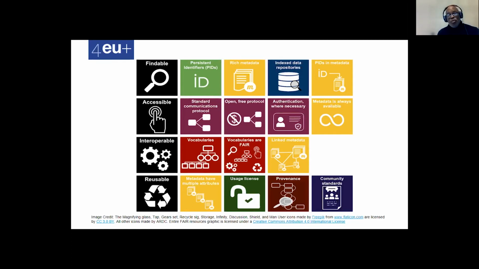And the reusability, the metadata here uses multiple attributes. Also usage licensing, Creative Commons license, provenance, meaning you know exactly how the data was acquired and the process by which you analyze the data. That information should be made available, and utilizing certain domain community standards.